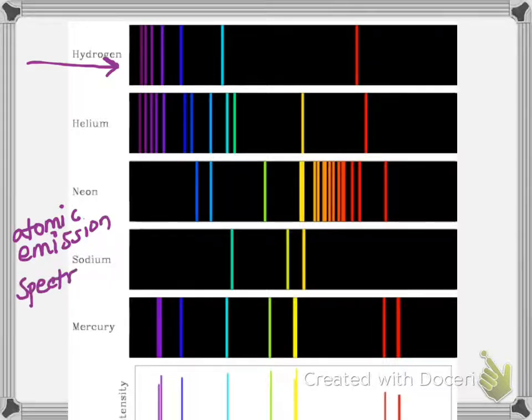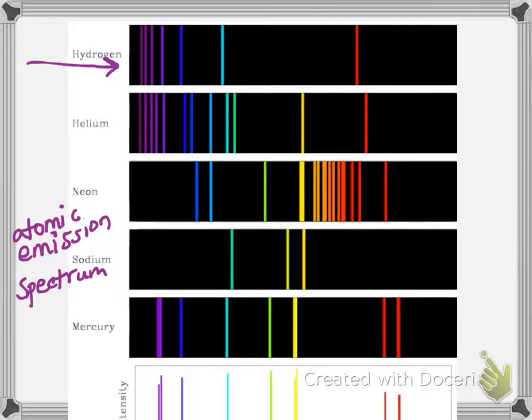And this is what allows scientists to know what stars are made of. Because they study the light that star is giving off. They pass it through prisms and they get spectrums like this. And they say, oh, that spectrum exactly matches sodium. So that star must be made of sodium. Okay, so these are what atomic emission spectrums look like.